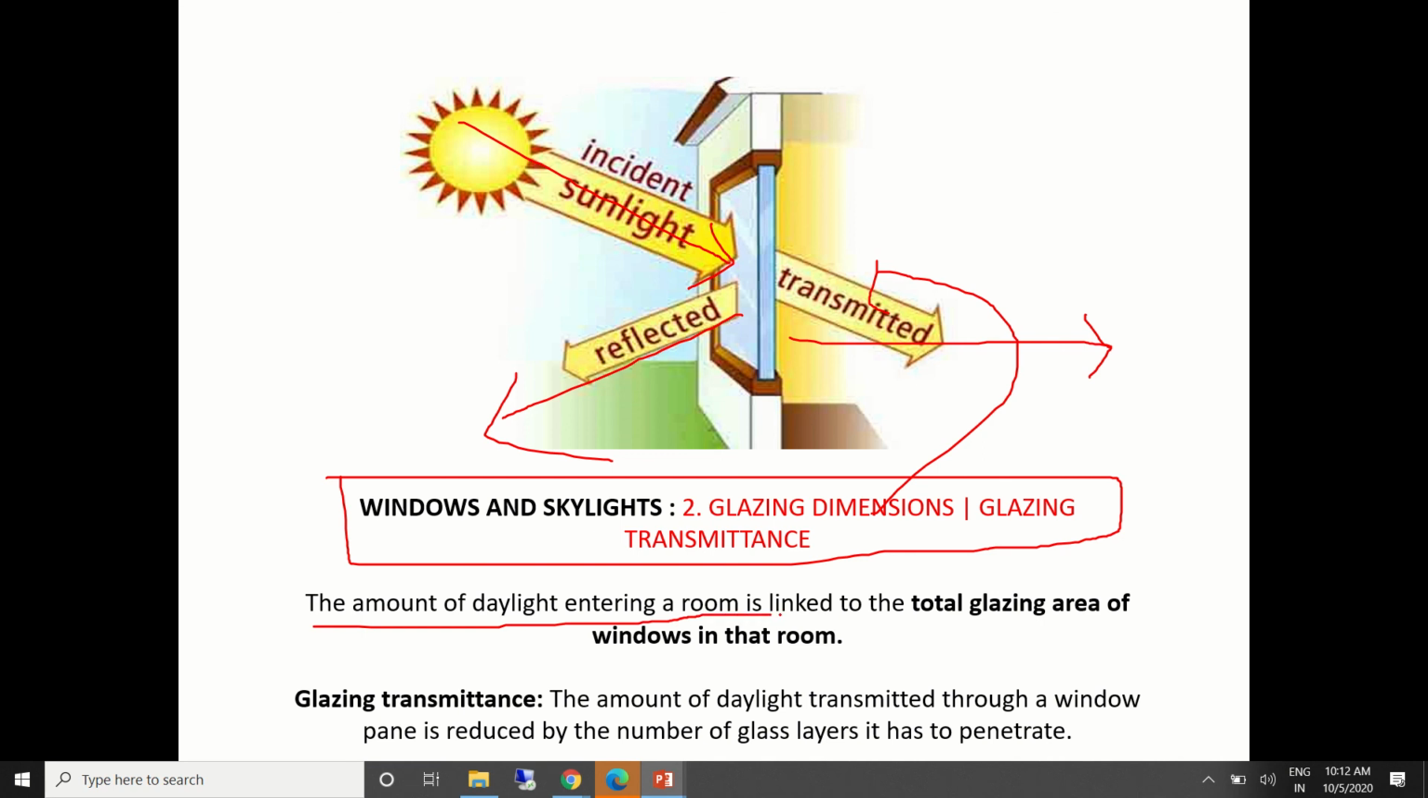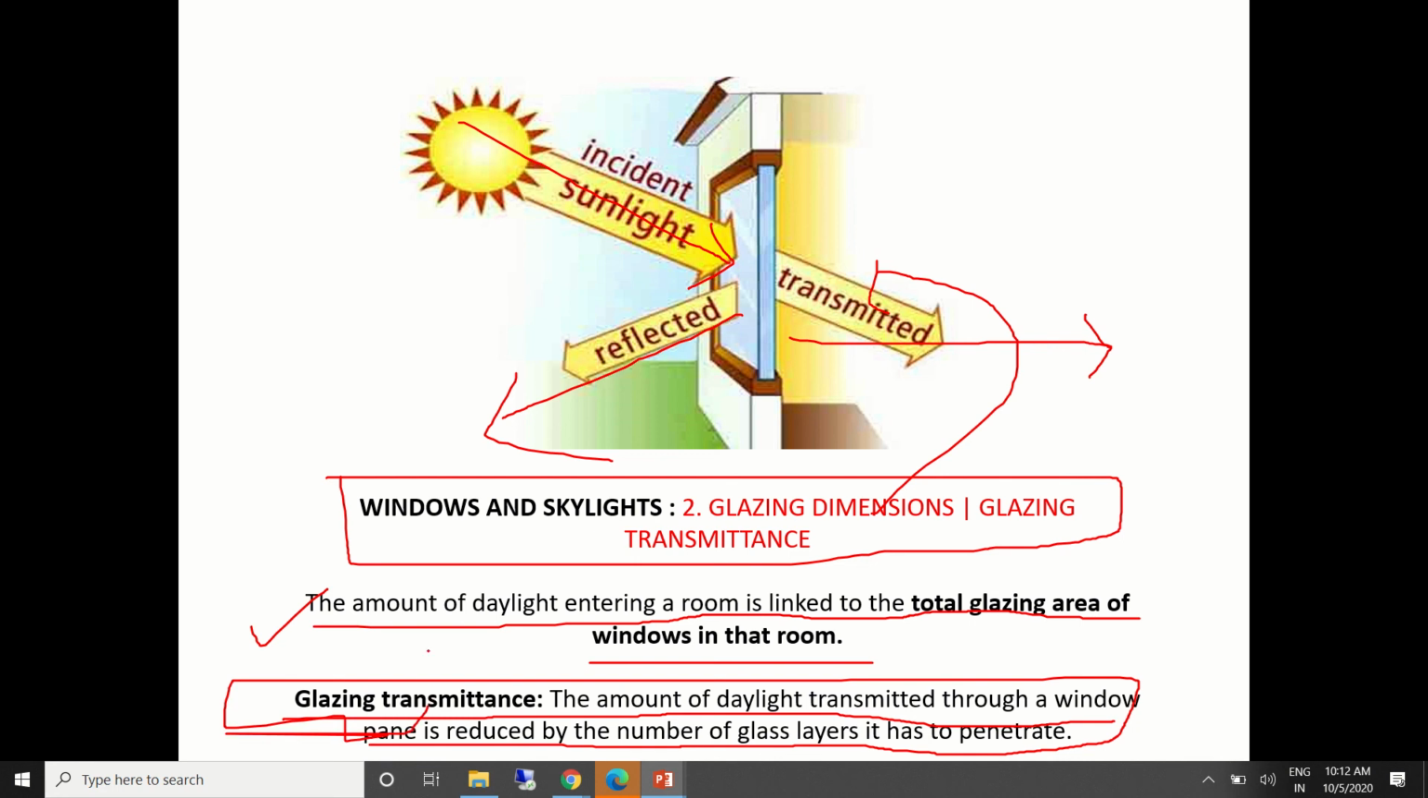The amount of daylight entering a room is linked to the total glazing area of the window in that room. Yeah, we know this. Glazing transmittance: the amount of daylight transmitted through a window pane is reduced by the number of glass layers it penetrates through. Although we may have the entire wall as translucent material where you can get in light, it can be controlled through appropriate use of glass panels.